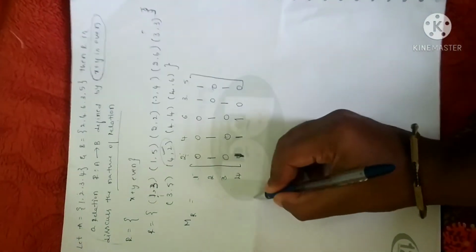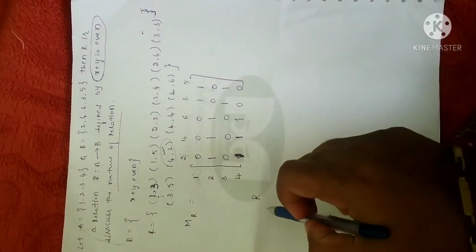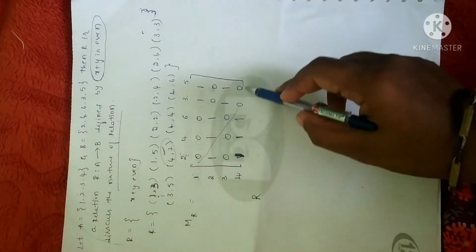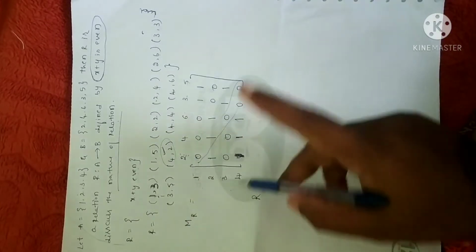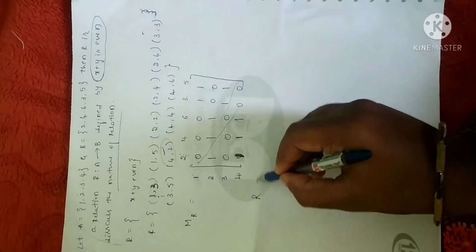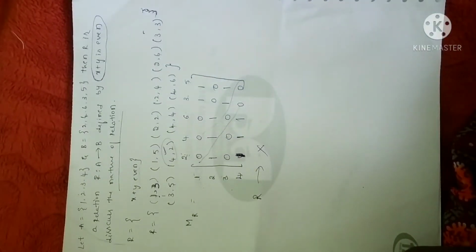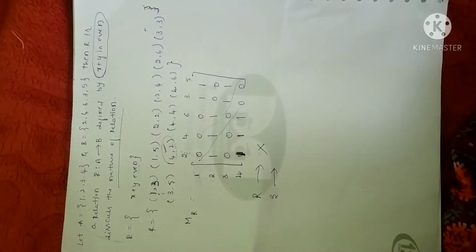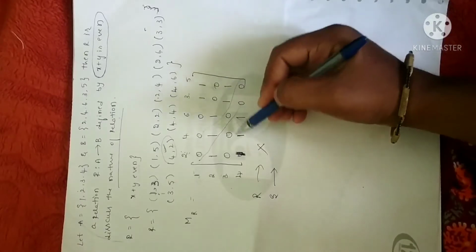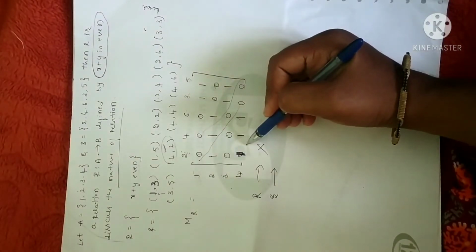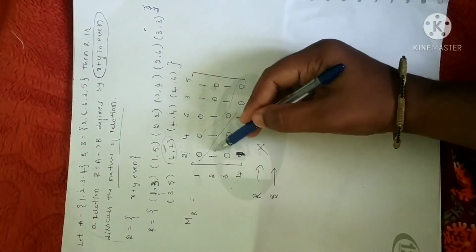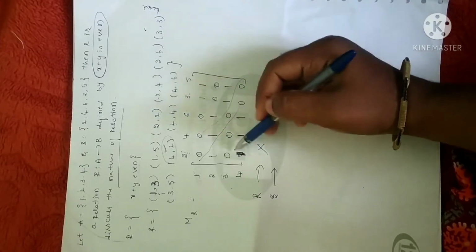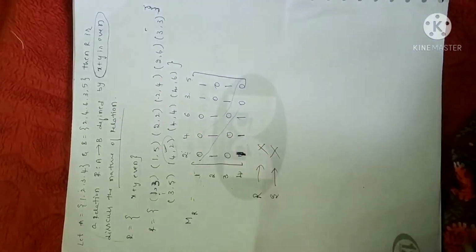Now we can easily talk about reflexive, right? So when do we say a matrix is reflexive? Only when all the principal diagonal elements are equal to 1. Here it is not the case, so it is not reflexive. Fine. Now let me talk about symmetric. When do we say it is symmetric? All the upper and lower triangular elements should be the same. But here it is not the case. See here, the elements are different, so it is not symmetric as well.